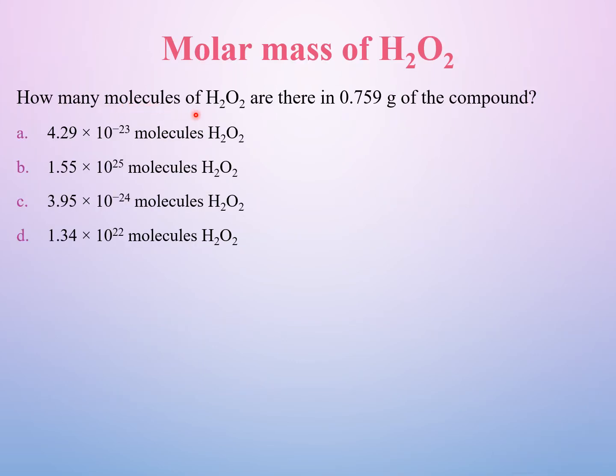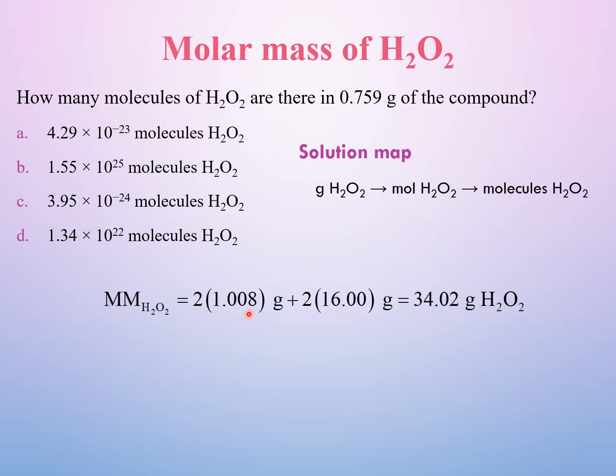How many molecules of H2O2, which is hydrogen peroxide, are there in 0.759 grams of the compound? So first of all, you need to make sure you find the molar mass of H2O2, where hydrogen is going to be 1.008, and then oxygen is going to be 16, double of each one because it's H2 and O2. You get 34.02 grams of H2O2 for the molar mass.